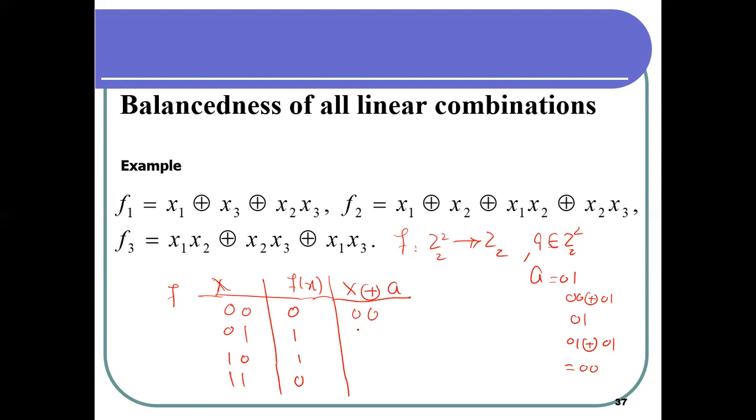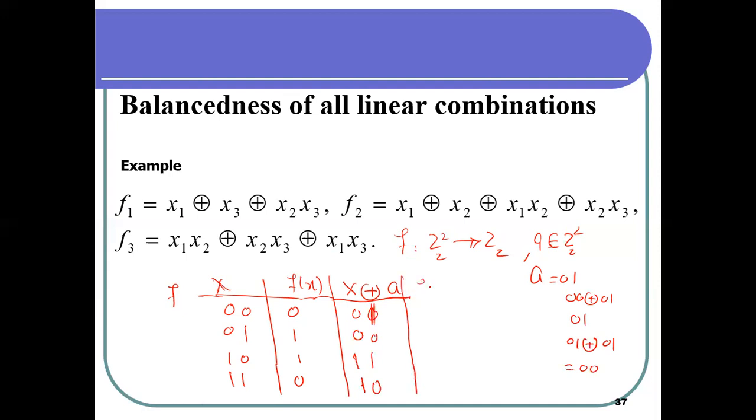Then 01 XOR 01 gives 00, sorry, this will be 01. This will again be 11, and this again 10. If you look over here, I have to calculate this one.